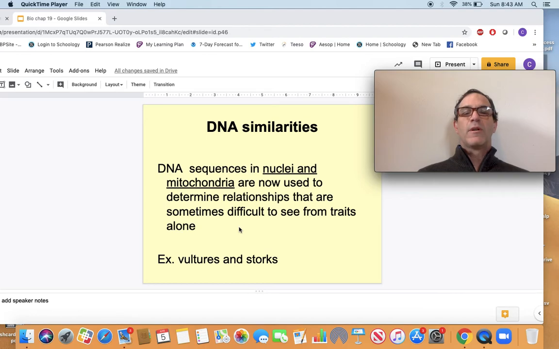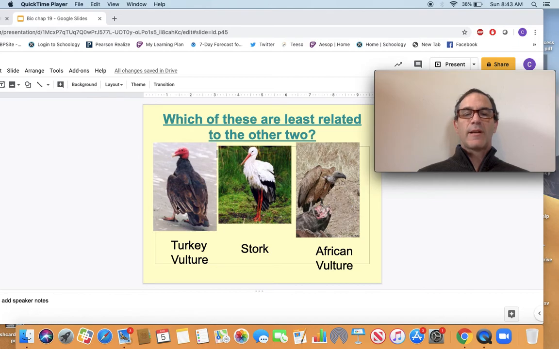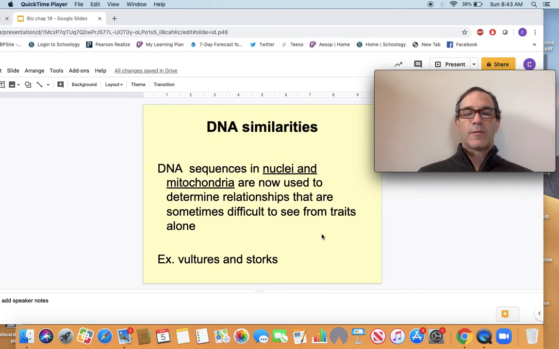Going back to this one here, why would the stork and the turkey vulture have the most closely related DNA? Well, both of these animals live in North America, whereas the African vulture lives on the African continent. These two are going to have the most closely related genes because their ancestors lived in the closest location, so they were interbreeding for longer. The African vulture was geographically isolated from the other two, so they don't have as similar DNA.